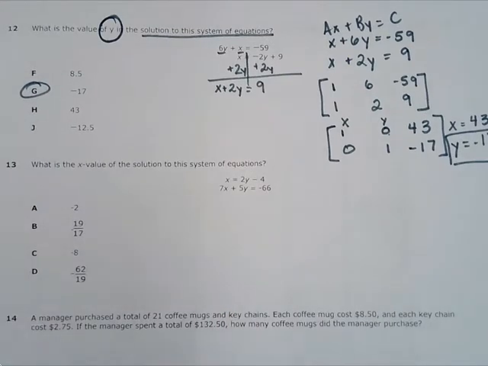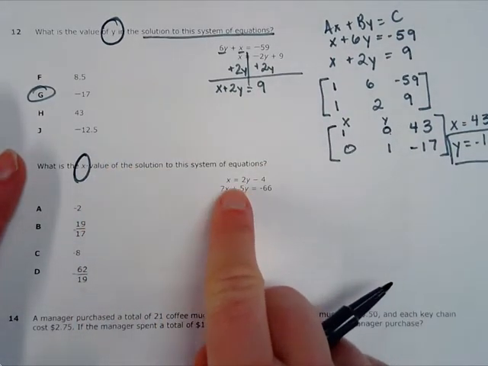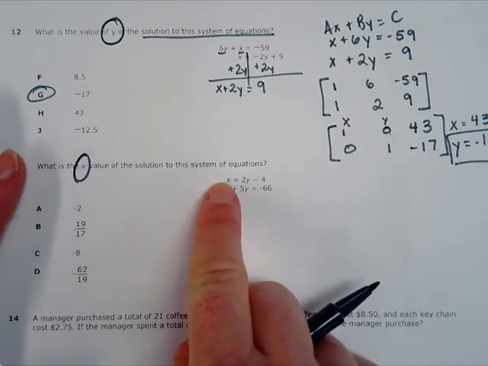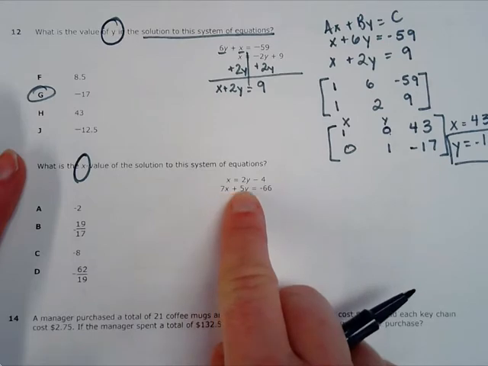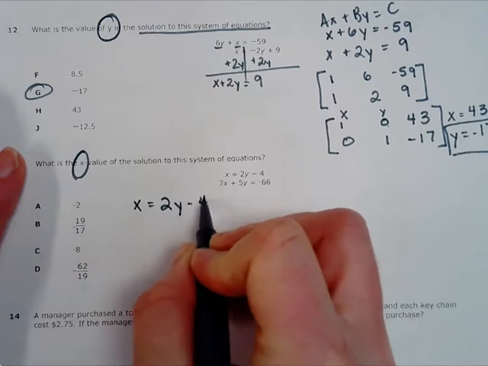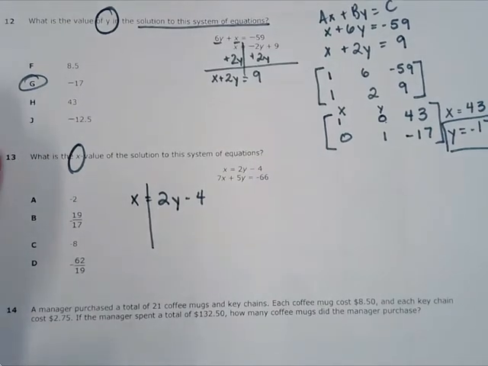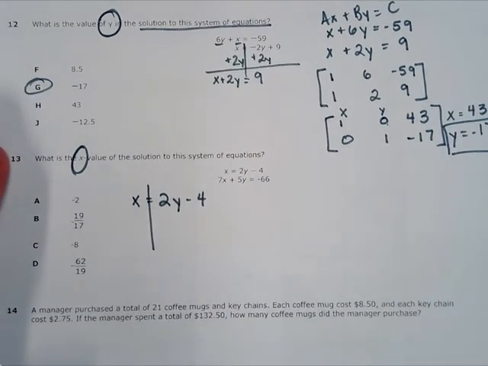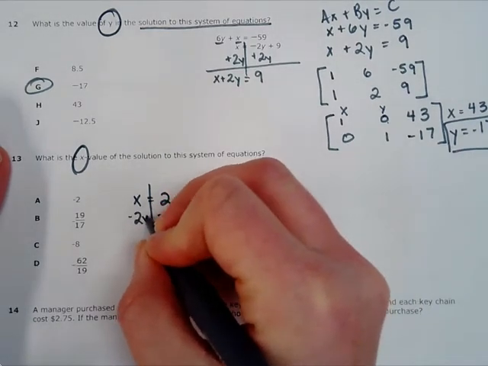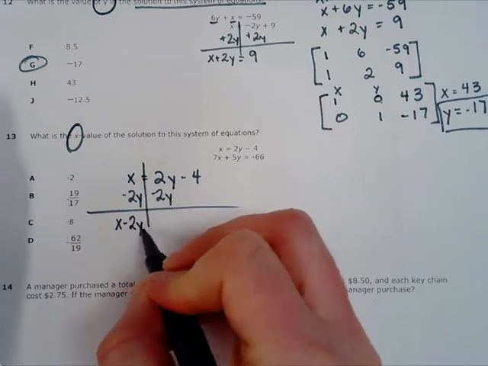Let's look at 13. What is the x value of the solution to the system? What is it asking for this time? X. Look at how our answer choices are written. The first one, we need to rearrange so it's in standard form. The second one is already in standard form. So we just need to rearrange the first one. We need it to be ax plus by equals c. So how do I move it so it's in that standard form? Yep, the minus 2y. And so it's x minus 2y equals negative 4.